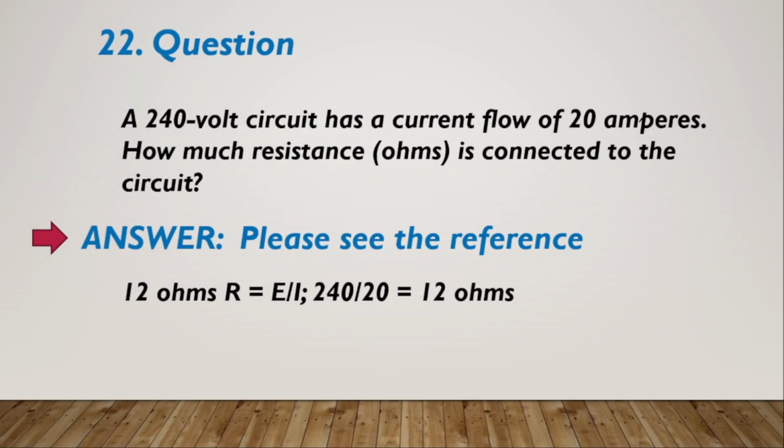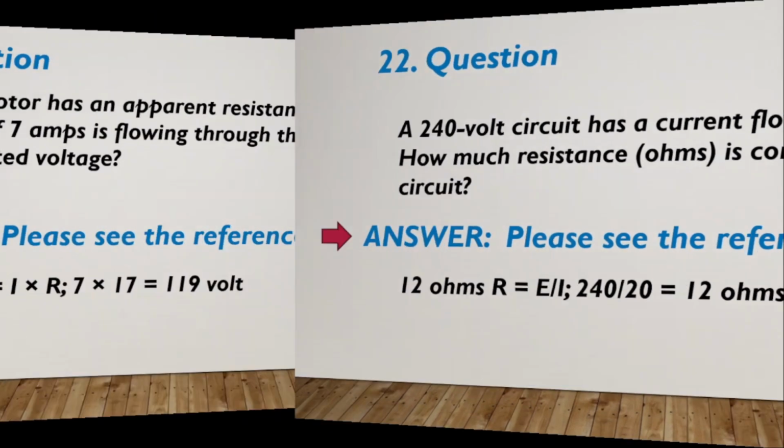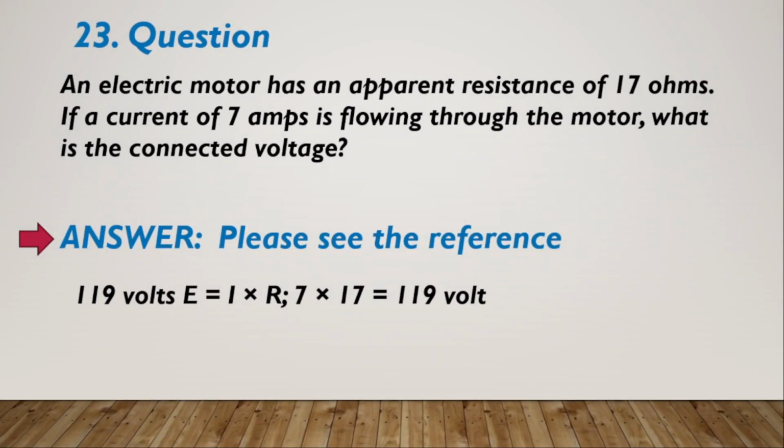Question number 22. A 240 volt circuit has a current flow of 20 amperes. How much resistance in ohms is connected to the circuit? Please see the reference.